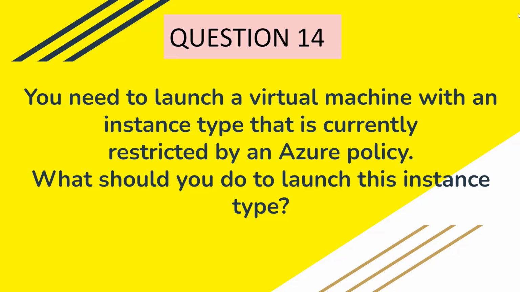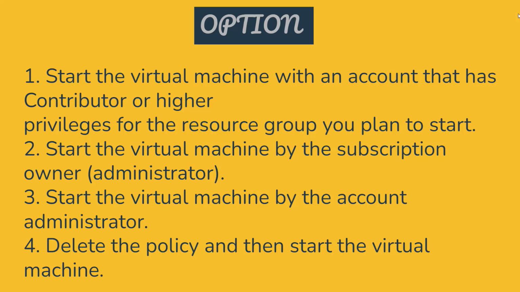Question 14. You need to launch a virtual machine with an instance type that is currently restricted by an Azure policy. What should you do to launch this instance type? Option 1. Start the virtual machine with an account that has contributor or higher privileges for the resource group you plan to start. 2. Start the virtual machine by the subscription owner administrator. 3. Start the virtual machine by the account administrator. 4. Delete the policy and then start the virtual machine.